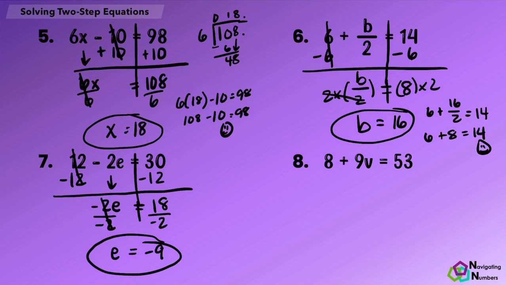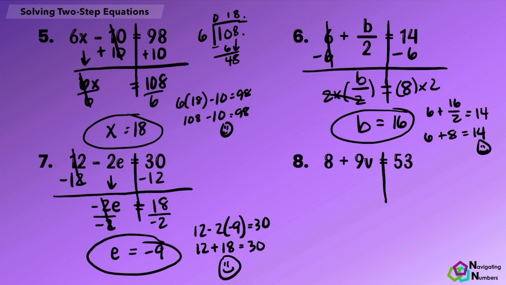So we have 12 minus 2 times negative 9 equals 30. 12 minus 2 times negative 9 is negative 18, but since we're doing subtraction, we can change that to adding the opposite, so that would just be 12 plus positive 18. So 12 plus positive 18 equals 30. So 12 plus 18 equals 30, which is true.